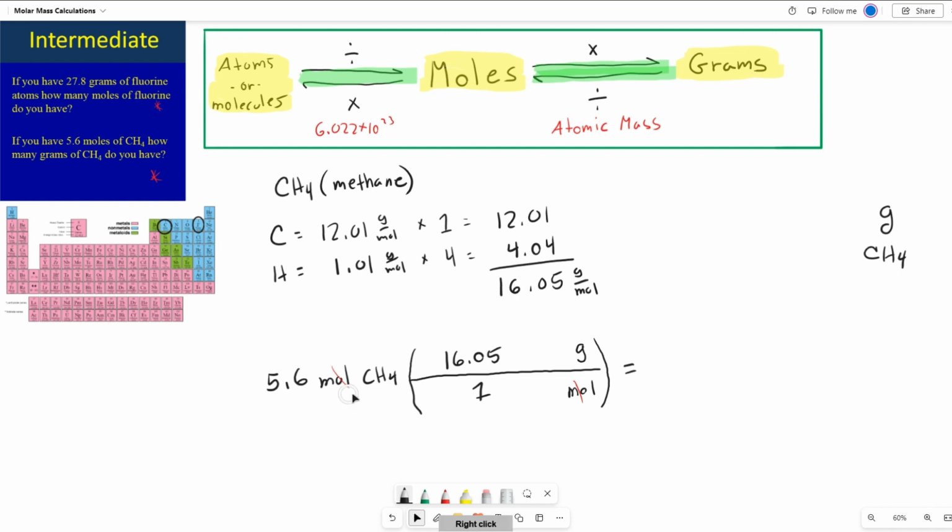So now we have it set up so that moles and moles cancel out. So now we're going to be multiplying moles by the atomic mass to get to grams. All right, well, we're starting with moles, and the chart says to multiply by atomic mass to get to grams. So it's exactly what the factor label method tells us to do, so that's good. And when we multiply 5.6 by 16.05, we get 89.88 grams of CH4.